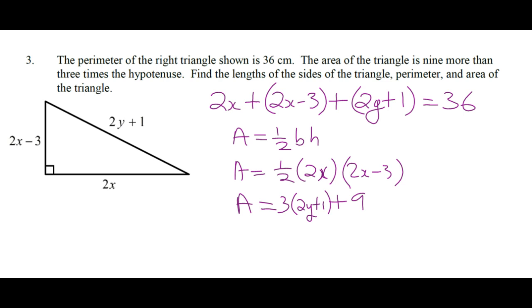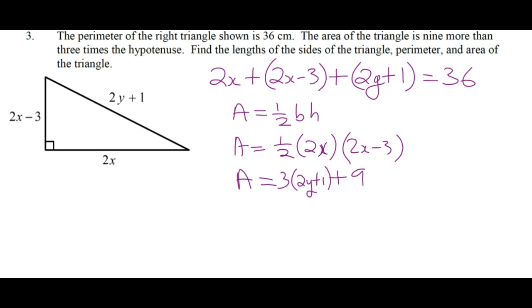All right, do we have 2 equations? I've got like 6 equations up there. Find the length of this. Okay, so what are we going to do now? So we haven't done too much thinking, right? All we've done is just sort of translate what's in the words. The perimeter is 36, got an expression for that. The area is 9 more than 3 times hypotenuse, got an expression for that. So where do we go from here?